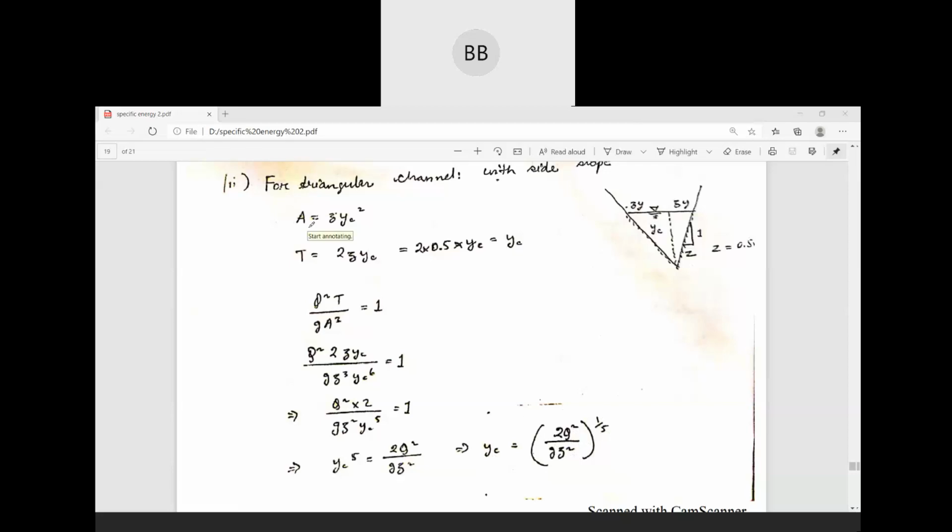It is very simple. As you see, this is our triangular channel. 1 by z is the side slope, yc is the critical depth, and these two will be zy. We have already discussed many times that whenever we have a side slope of 1 by z, this is nothing but your zy, or in this case zyc. So your top width will be twice zyc, zyc plus zyc. Z is your side slope, and it's given.